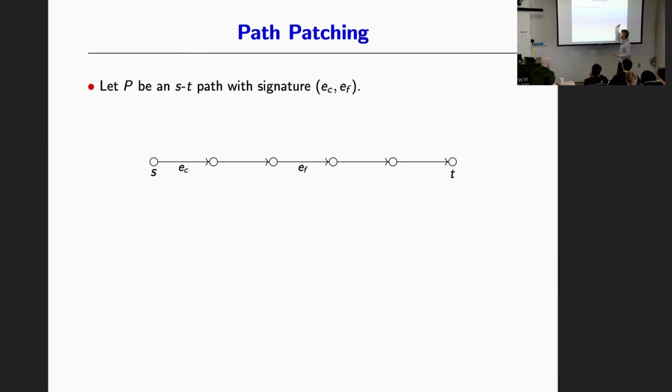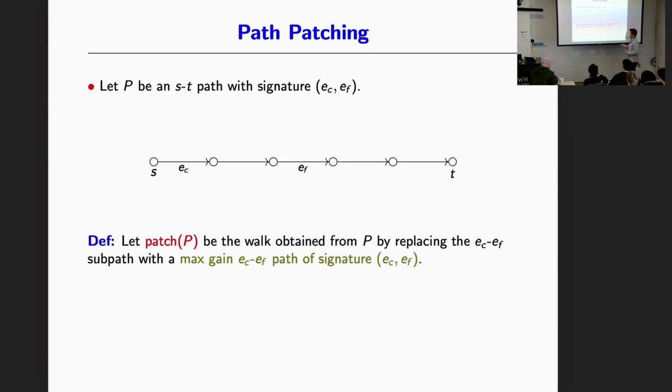So, okay, now let's suppose we have some ST path with some signature, EC, EF. I'm going to define this operation called patching. What it does is it looks at the EC, EF subpath and replaces it by a max gain EC, EF subpath of the same signature, one that preserves the signature. This is a well-defined operation. There are only finitely many paths, so I can always patch this subpath with a max gain EC, EF subpath.